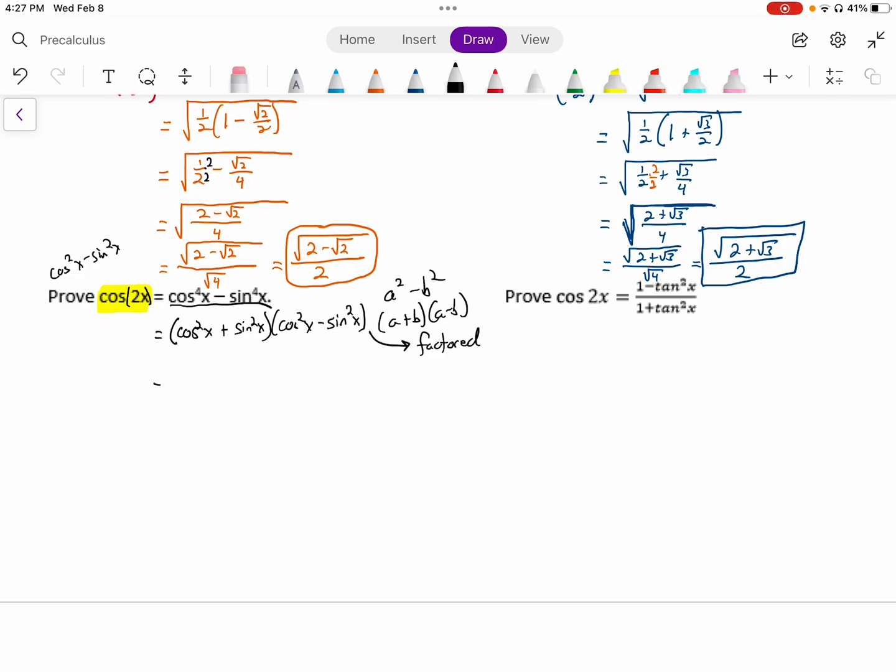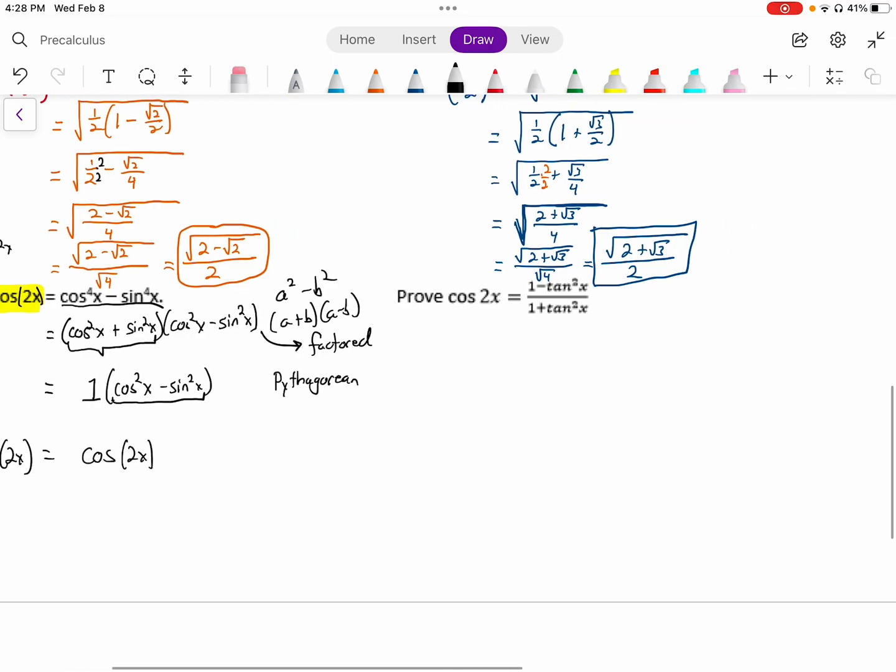Well, what do you notice here? Hopefully these things are starting to jump out at you. We have sine squared x plus cosine squared x. That equals 1. So it's just equal to 1, times cosine squared x minus sine squared x. So right there, we just used the Pythagorean identity. And now, as mentioned before, we just learned in this lesson that this right here is one of our identities for cosine of 2 theta. So that equals cosine, well, we're using x, so cosine of 2x. And that is equal to what we are trying to get. So we verified that trig identity.